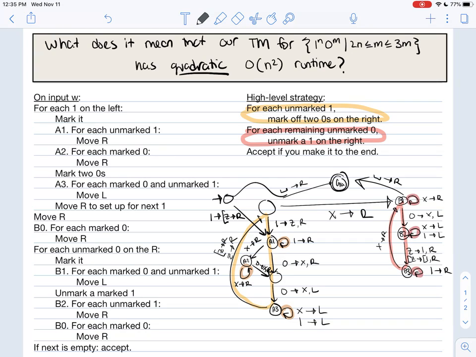So in short, what it means is that the runtime is the number of steps taken by the algorithm. And to have quadratic runtime, it means that the number of steps is proportional to the square of the number of bits it takes to represent the input. So here we have input that is n ones and between 2n and 3n zeros. And so that is going to be linear in n.